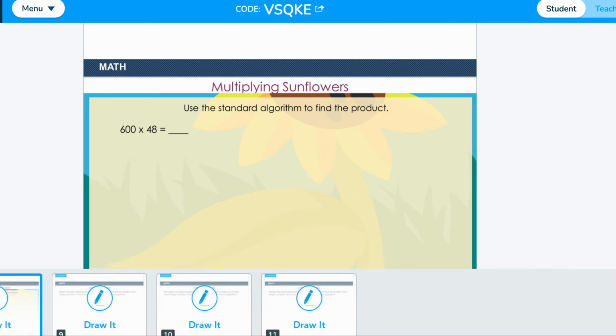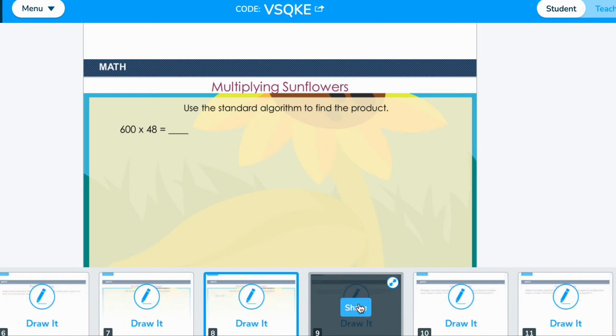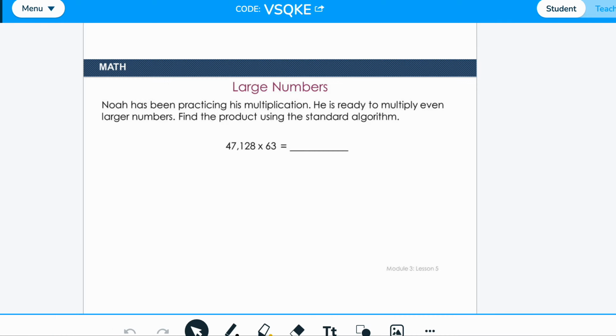All right, gang. Let's go ahead and take a look at a story problem. Okay. So this says, holy moly, this is a really big one. This says Noah has been practicing his multiplication. He is ready to multiply even larger numbers. Find the product using the standard algorithm.